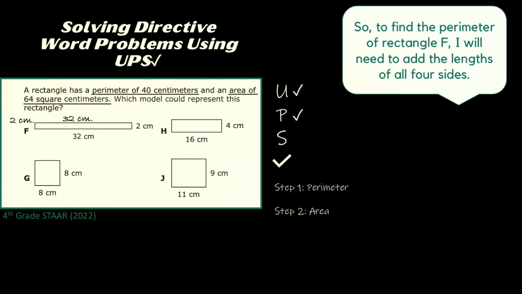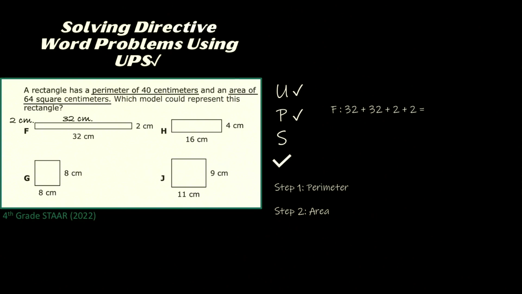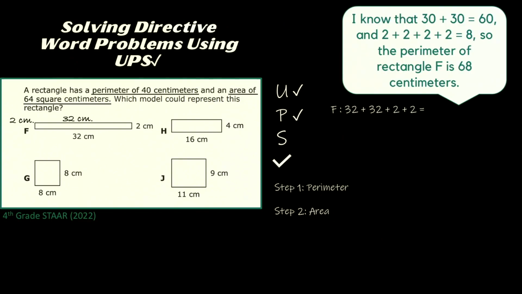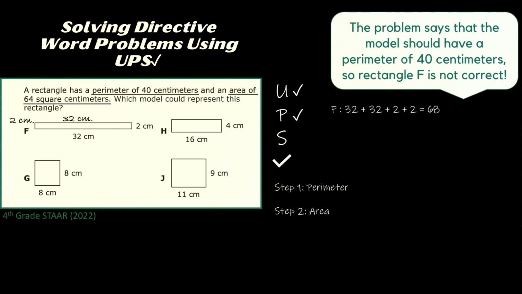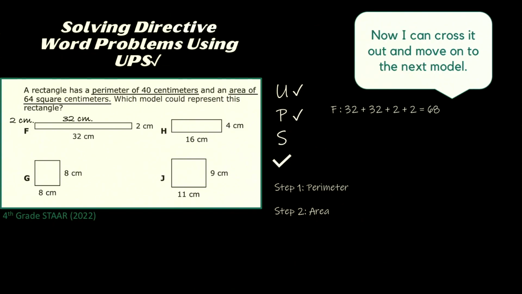So to find the perimeter of rectangle F, I will need to add the lengths of all 4 sides. That means I'll solve 32 plus 32 plus 2 plus 2. And I know that 30 plus 30 equals 60, and 2 plus 2 plus 2 plus 2 equals 8. So the perimeter of rectangle F is 68 centimeters. The problem says that the model should have a perimeter of 40 centimeters, so rectangle F is not correct. Now I can cross it out and move on to the next model.